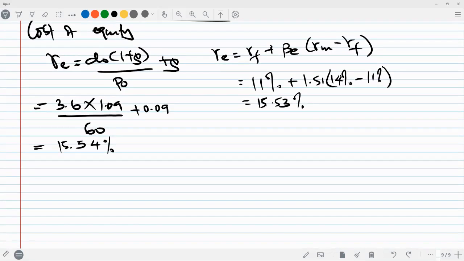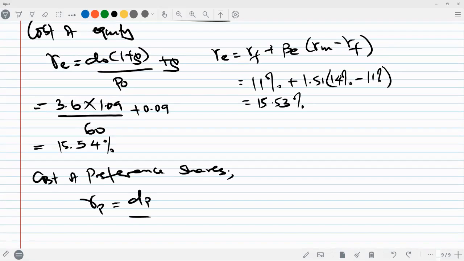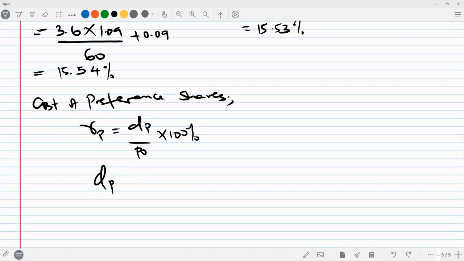Then you can also do the cost of preference shares. The cost of preference shares, Kp, will be equal to the preferred dividend over the market value, and of course we express this as a percent. The preference shares are paying a dividend of 11 per share, so they don't need to do that working. So the cost of preference share is the dividend, 11, over the market value, which we are told is 100.